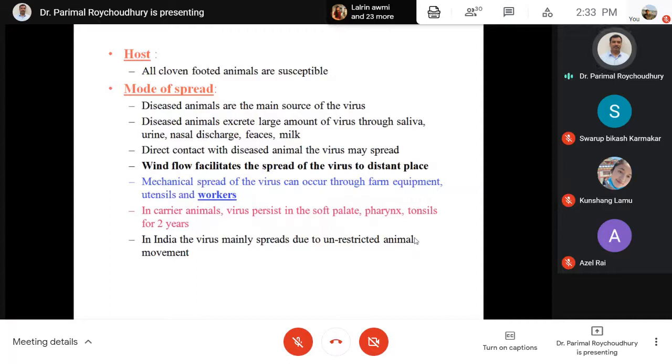So cattle and buffalo are affected, but all solid-hoofed animals are not affected. Equines are not susceptible to foot and mouth disease. FMD never occurs in horse species, equine species.